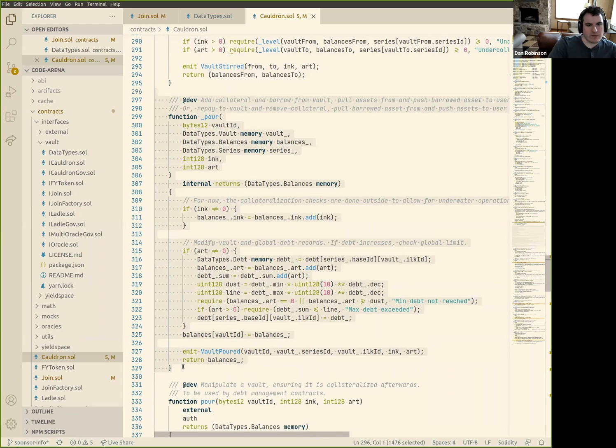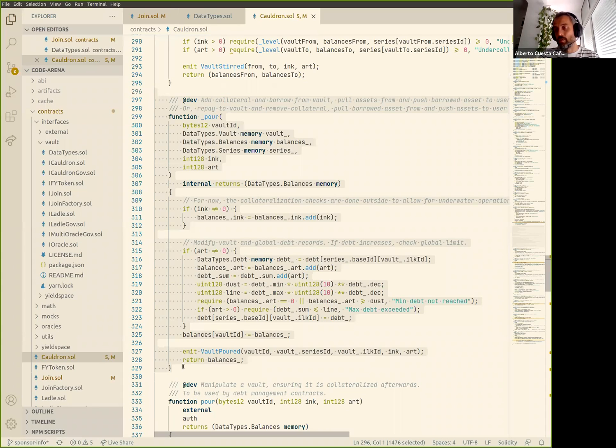Is Pour redundant with Stir? No, because Stir keeps the debt and collateral amounts constant. It doesn't bring any new collateral. I see. But couldn't you do anything you can do with Stir by pouring out and then pouring back in? You could combine a Pour and a Stir if you wanted.